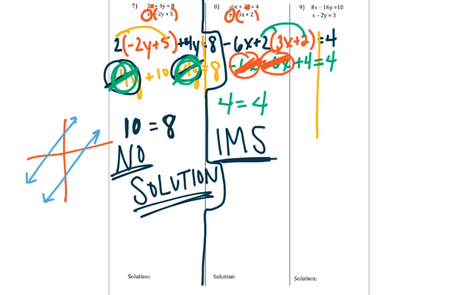Infinitely many solutions. What that means is if you were to graph the lines, you would graph one line, and then when you come back to graph the second line, it would be right on top of that first line there. If the letters canceled and you had numbers that were the same, it's called infinitely many solutions. Very easy.